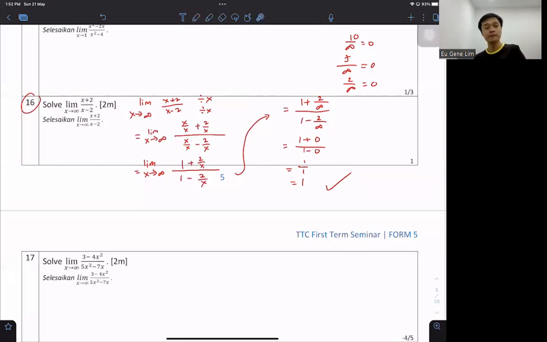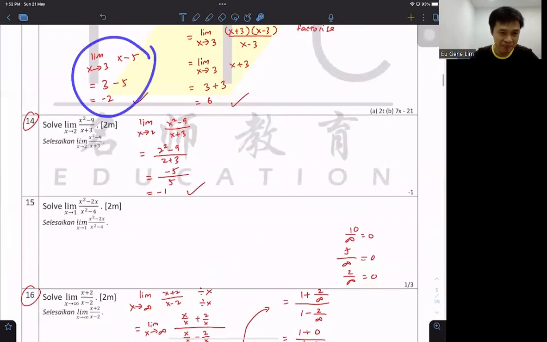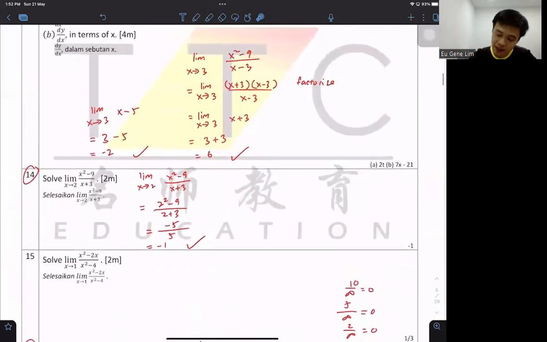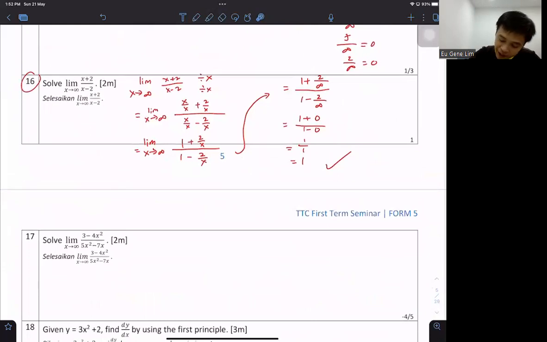Understand? So there are 3 types of questions for this limit. One is very normal. You just sub. The second one is you sub, you get math error, so you don't sub, you factorize first. Factorize, then cut, then only sub. Number 3 is infinity. For infinity, on top divide, bottom also divide. On top divide x, bottom divide x.